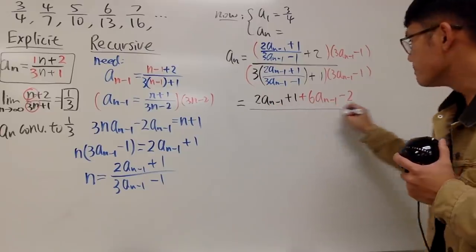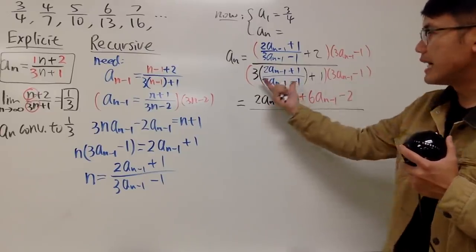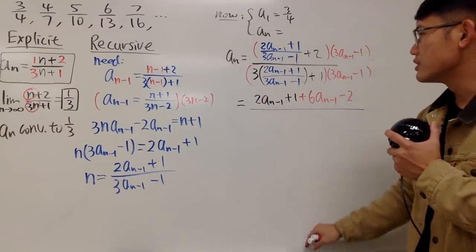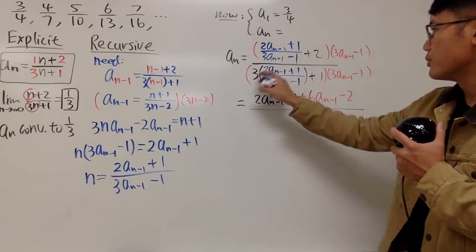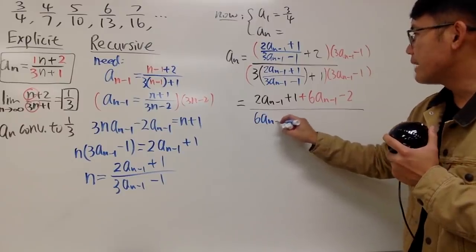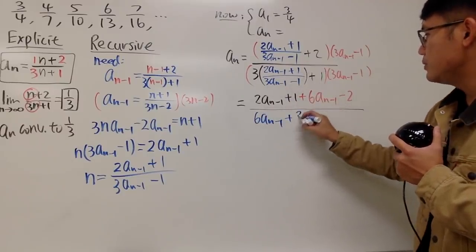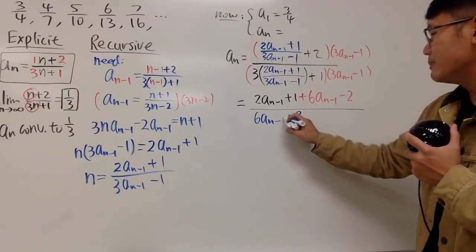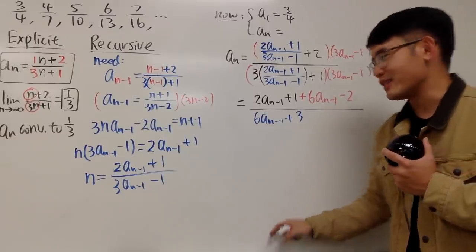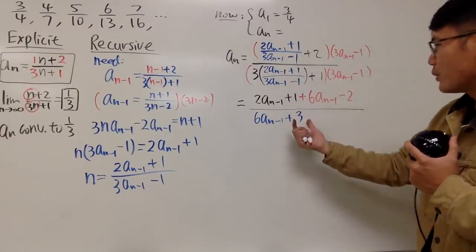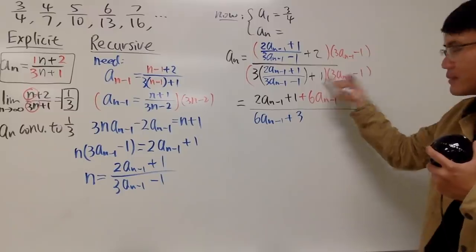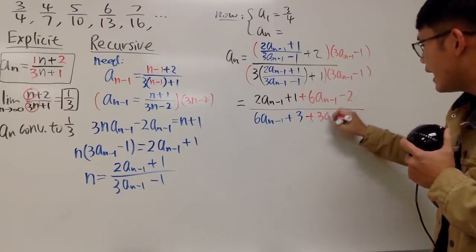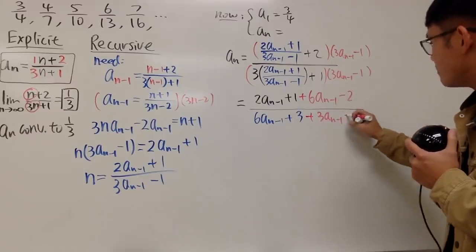And then for the bottom, we have this times that, this and that will cancel, but don't forget to distribute the 3 and this, so we get, I'll put this down in blue, 6an minus 1 plus 3. And just be really careful when you write down all the indices and all that. Alright, so that's what we have. But we also have to do this times 1, which is just this, right? So we just add 3an minus 1 and then minus 1.